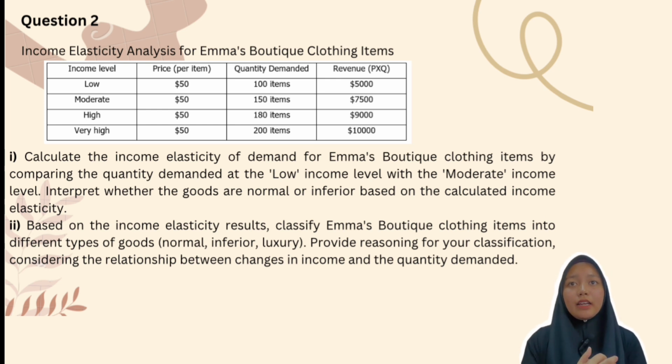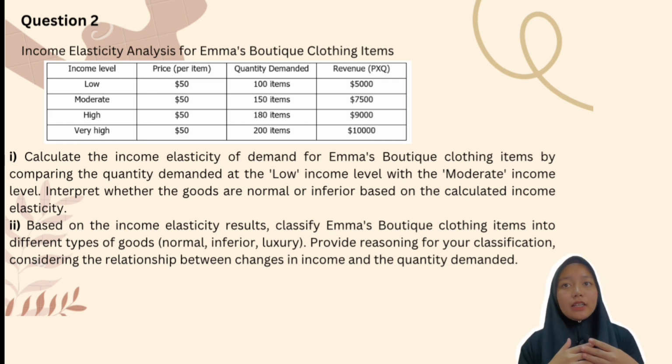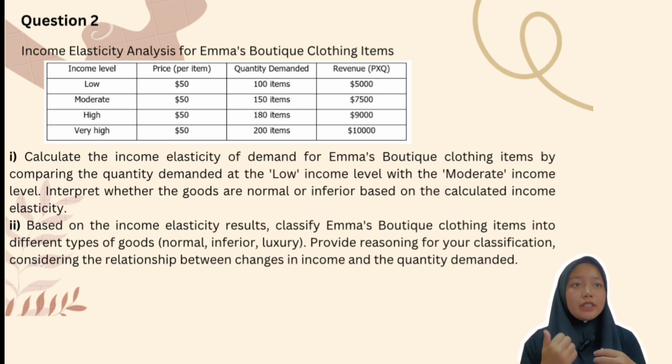1 Roman. Calculate the income elasticity of demand for Emma boutique clothing items by comparing the quantity demand at the low income level with the moderate income level. Interpret whether the goods are normal or inferior based on the calculated income elasticity. Roman 2. Based on the income elasticity result, classify Emma boutique clothing items into different types of goods: normal, inferior, luxury. Provide reasoning for your classification considering the relationship between change in income and the quantity demand.